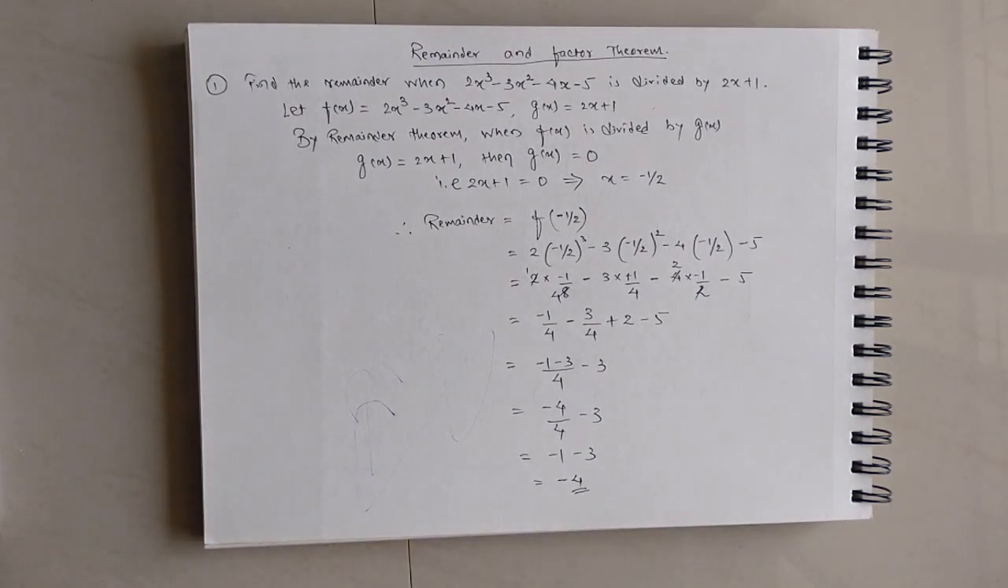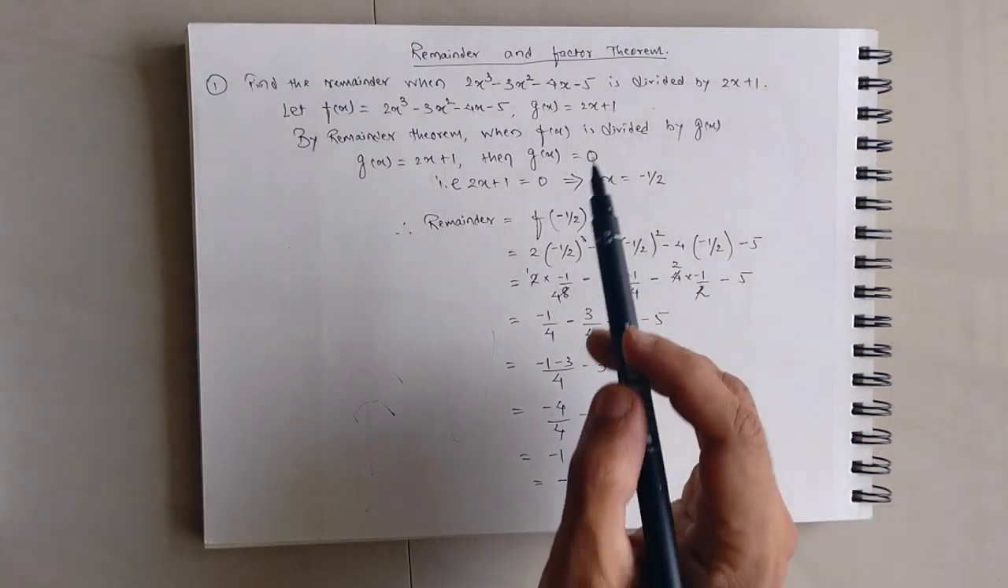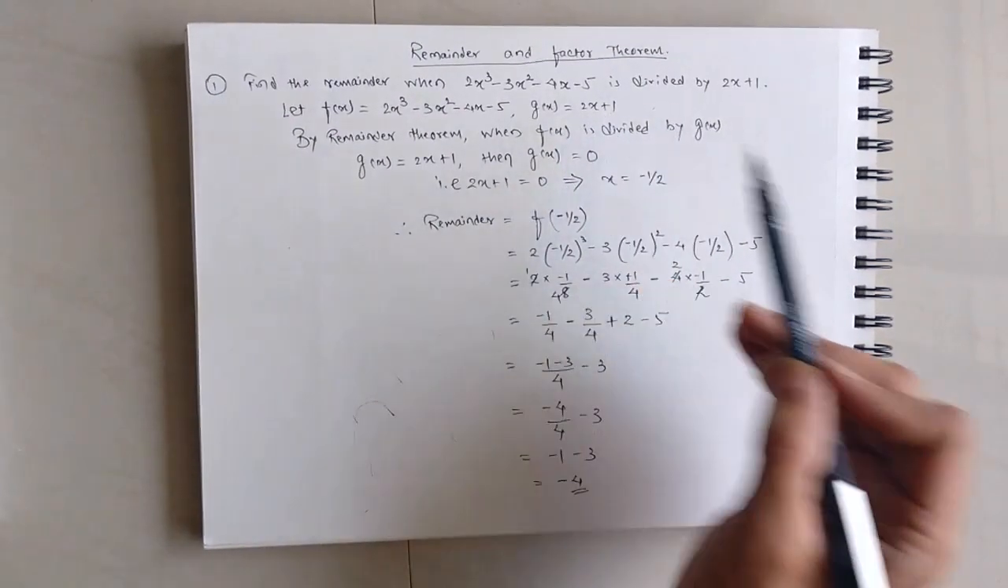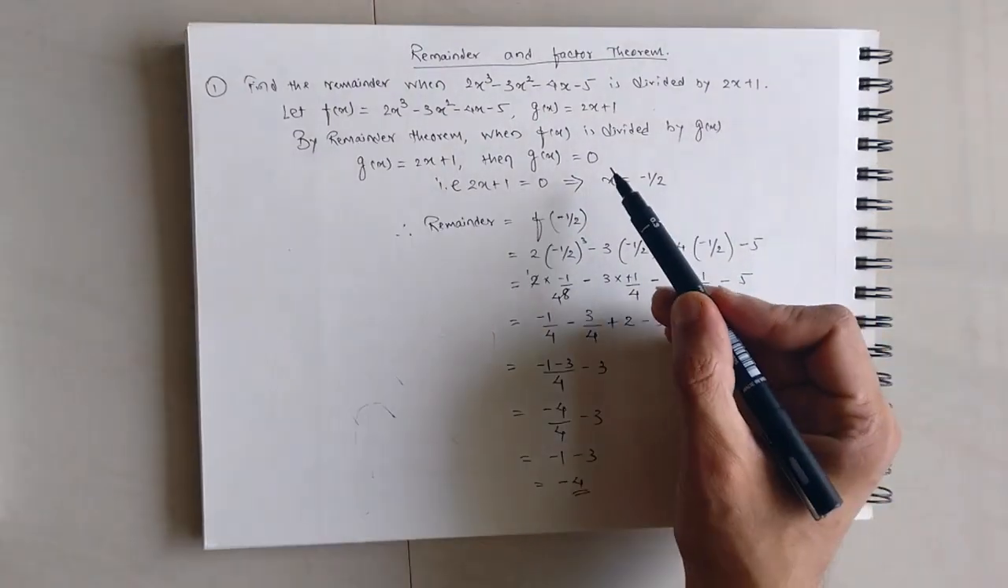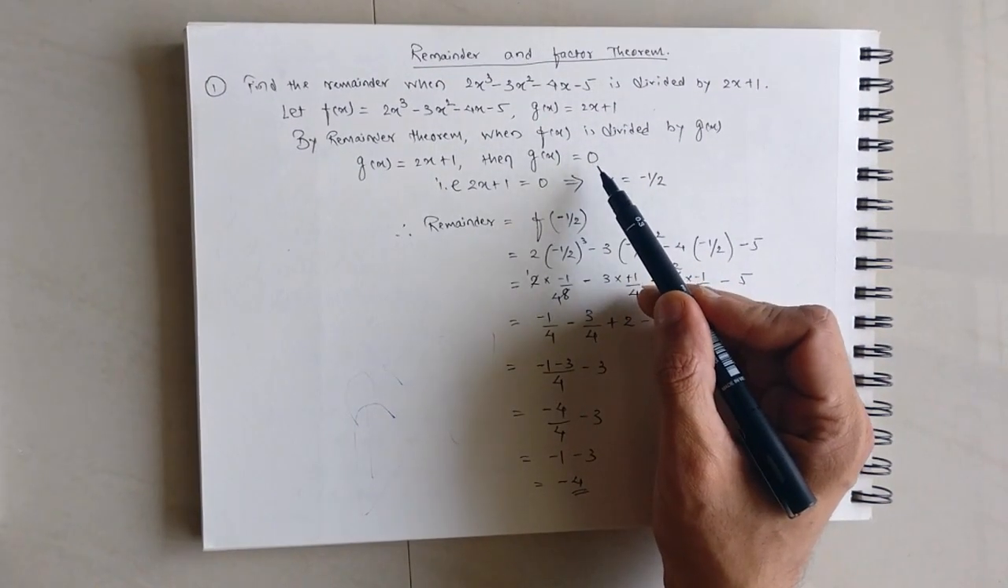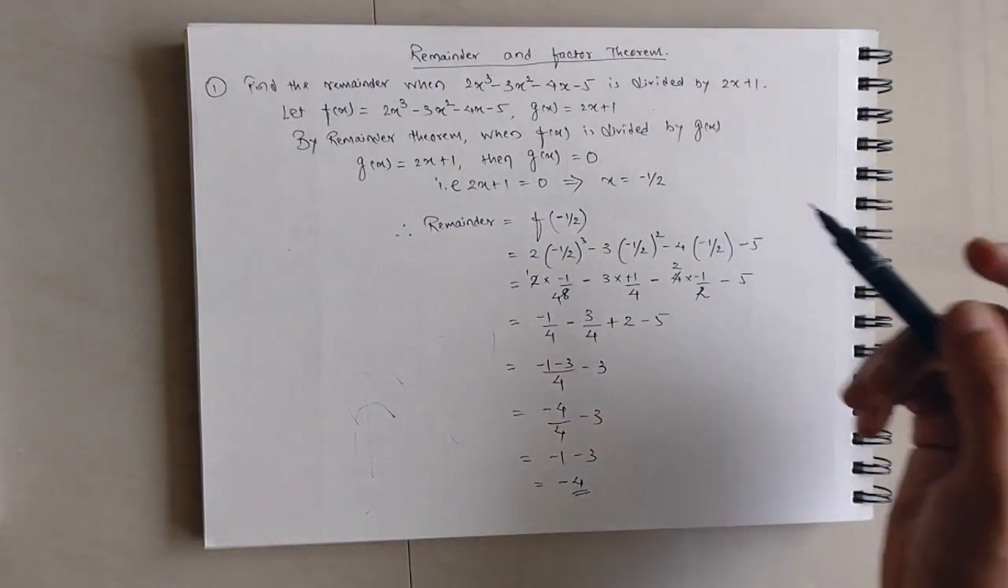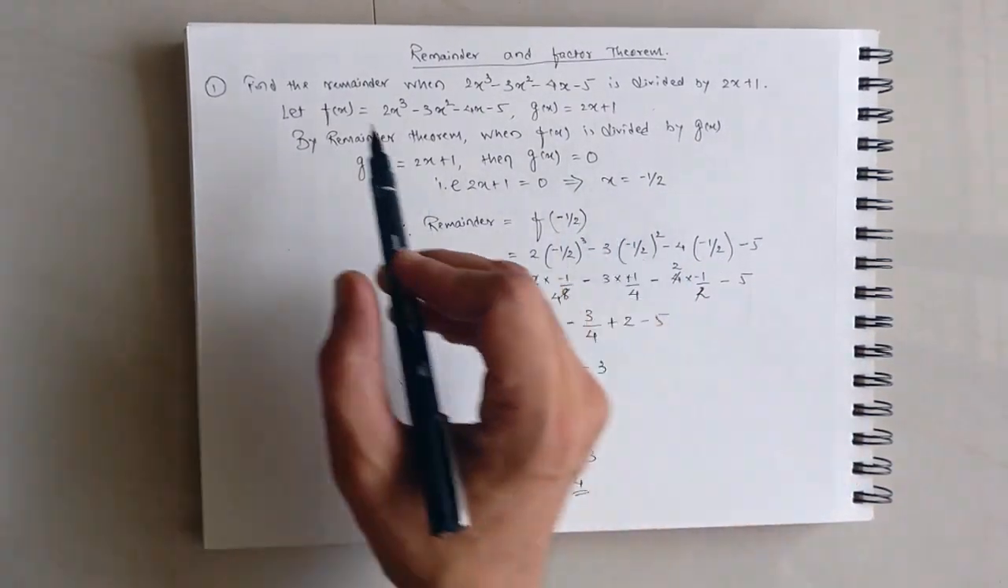So again, if you pay attention, how did we do it? We knew that there are two polynomials, f of x and g of x. We had to find the remainder. So first we equated g of x, that is the divisor, with 0. We found the value of x, which is the 0 of the polynomial. This value of x we substituted in f of x.